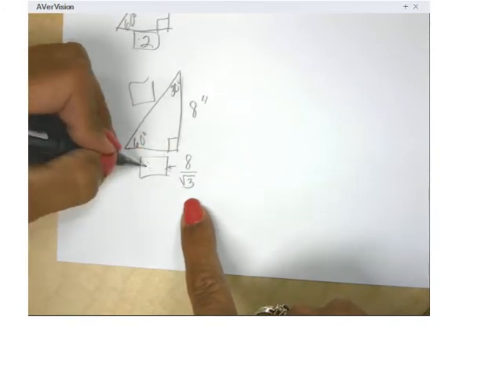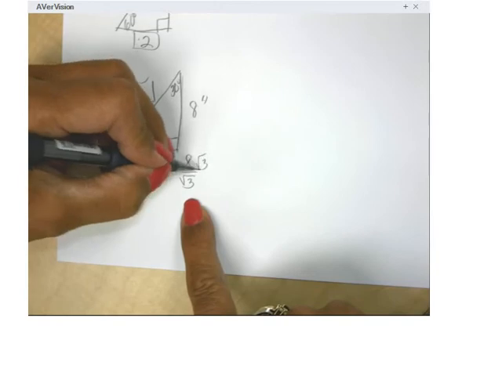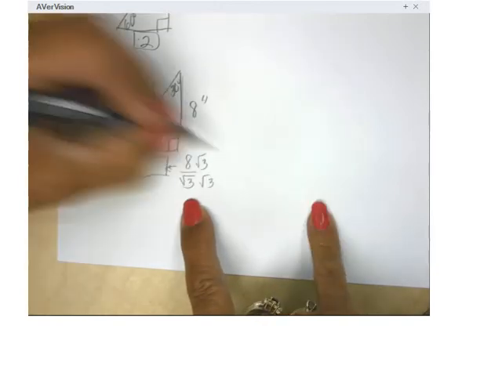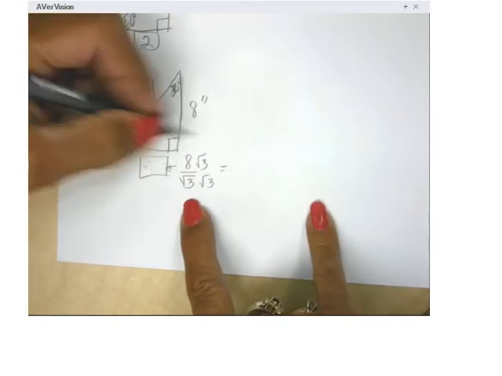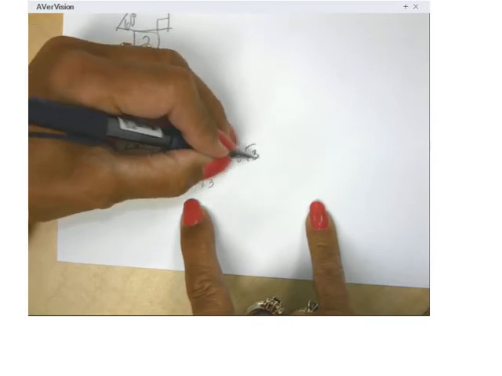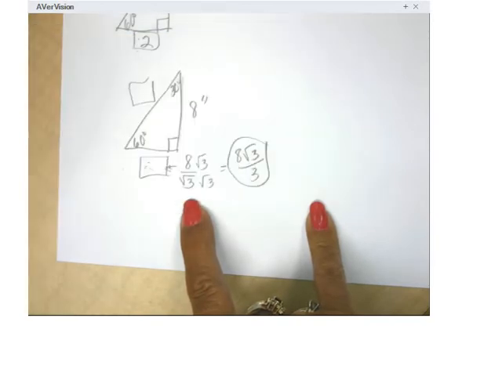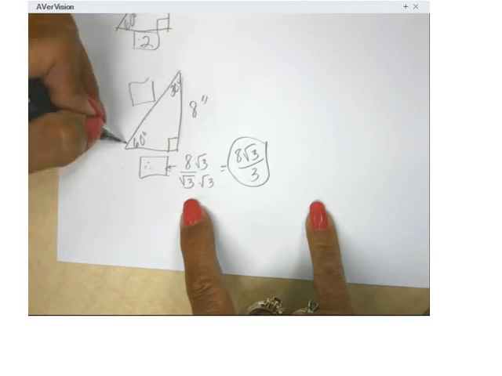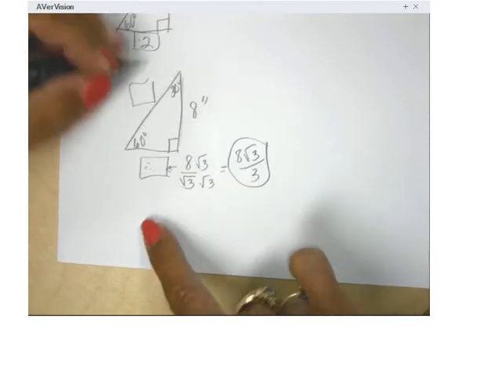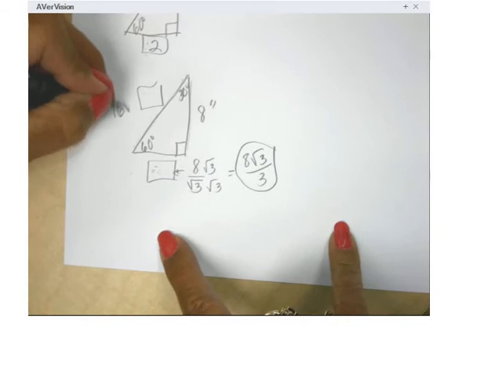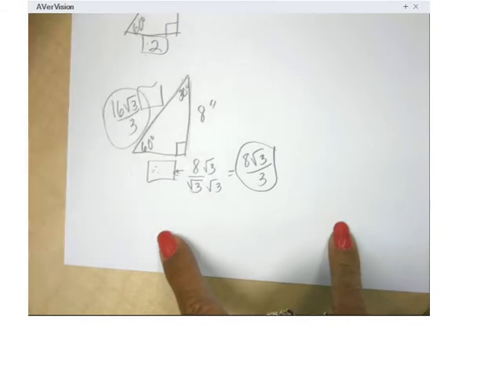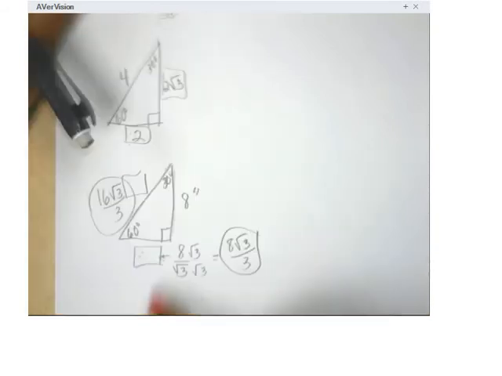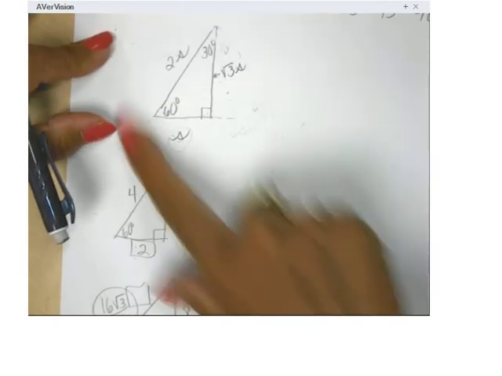Now, that is not rational. I would need to simplify that. So for this shorter leg, I'm going to multiply top and bottom by the square root of 3. And so the length of this short leg would be 8 square root of 3 over 3. And the hypotenuse has to be twice as long. Multiply that by 2, and I'd find that this is 16 times the square root of 3 over 3.